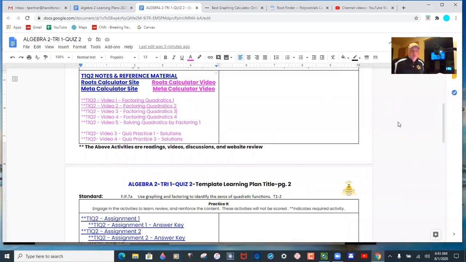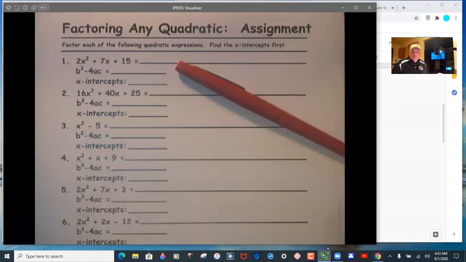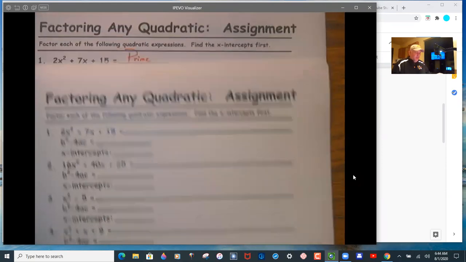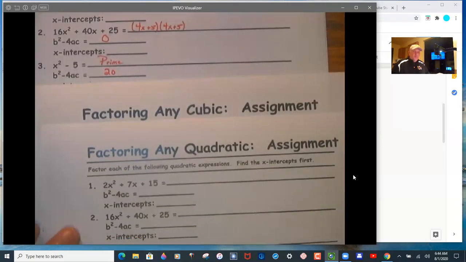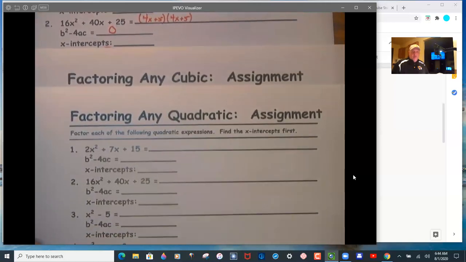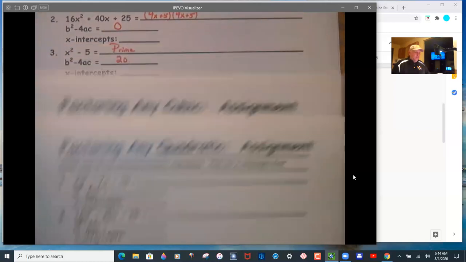This is the third assignment in factoring. And again, you need to do as many of these as you see fit. As we go down this list, they get each a little bit more difficult, but the procedure remains the same. And I'm going to give you some in the second part of this, factoring any cubic, where you'll really be put to the test. Cubics will not be on the quiz. Quadratics will in their entirety.